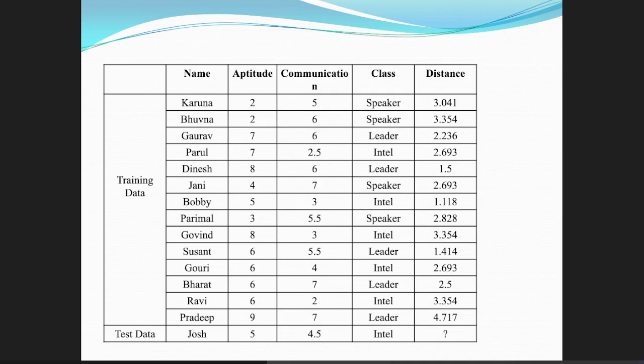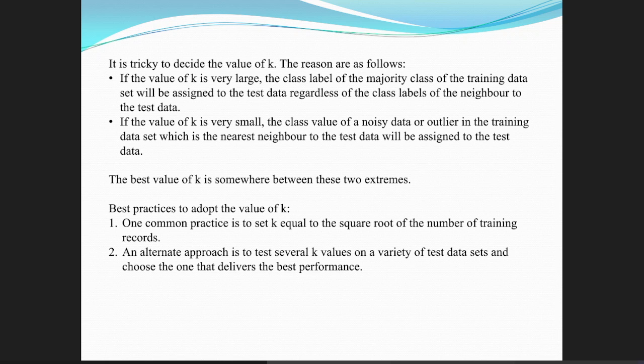So what I will be doing is finding out the Euclidean distance of this Josh from all the students, right? And these are the distances that you can see in the last column, and based on that I can take any value of k. k can be 2, 3, 4. So if the two nearest values, based on that we are saying that this is speaker if the k value is 2, or intel or leader if we say the k value is 3. So again, based on those three values we are saying whether this is intel, speaker or leader, right? So it is a very tricky algorithm. Why? Because the value of k is very difficult to determine. The value of k can be large. If you take a large value of k, the result will be different. If you take a small value of k, the result will be different, right?